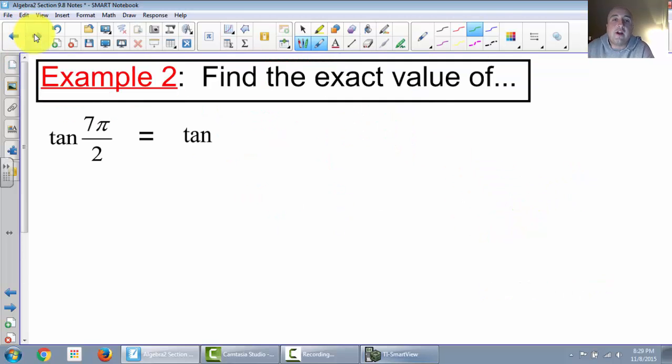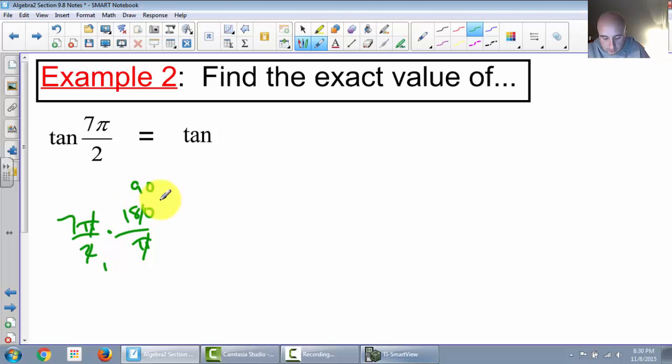All right, so it's the second example. Same thing, but now they're going to give it to you in radians. So what I need to do is figure out what this is in degrees. I'm going to multiply by 180 over pi, cancel my pi's. 2 goes into 180 90 times.